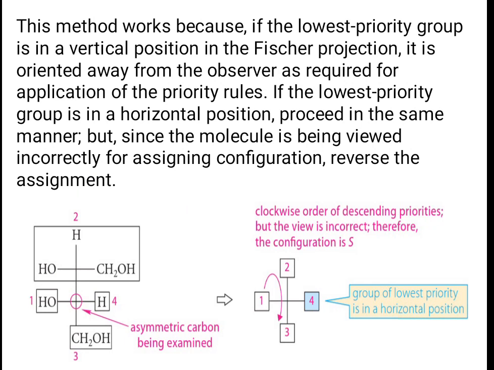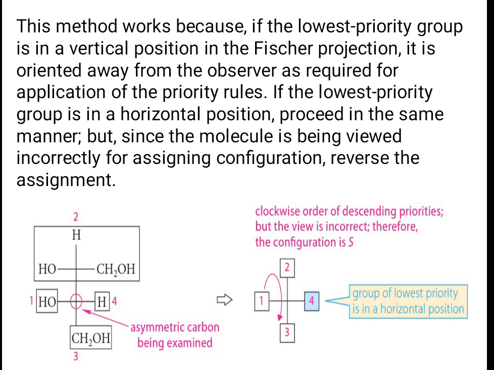This method works because if the lowest priority group is in a vertical position in the Fischer projection, it is oriented away from the observer as required for application of the priority rules. If the lowest priority group is in a horizontal position, proceed in the same manner, but since the molecule is being viewed incorrectly for assigning configuration, reverse the assignment.